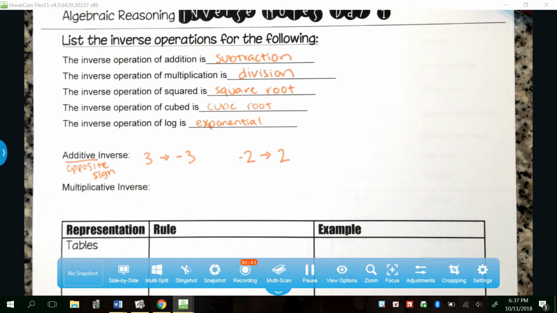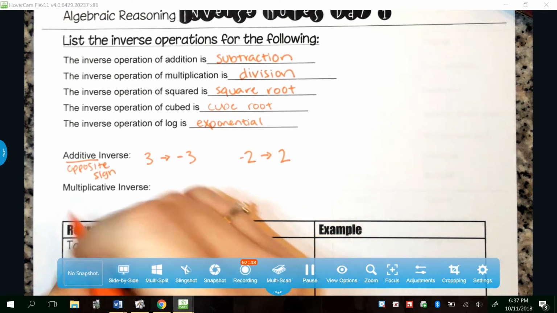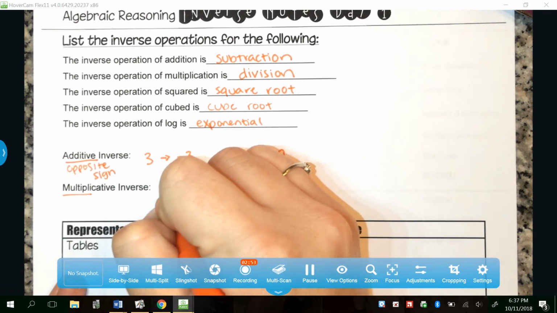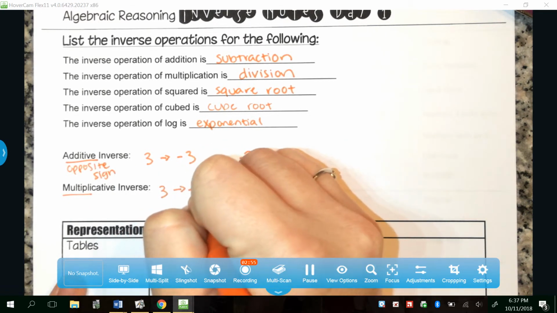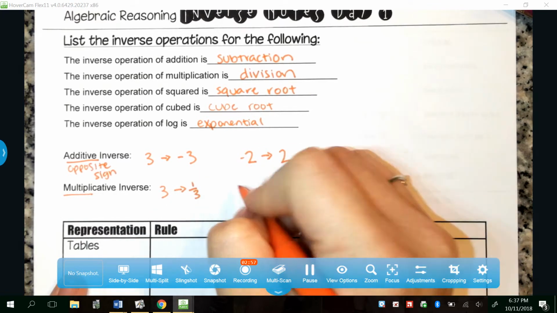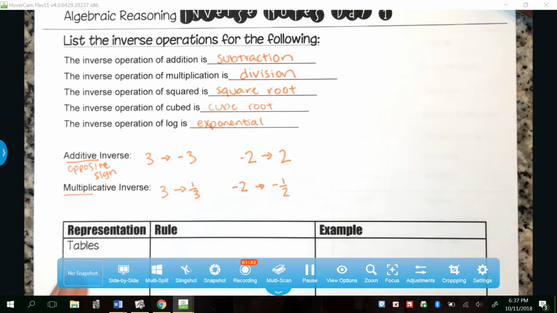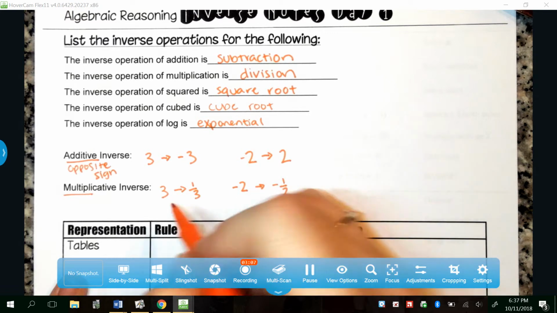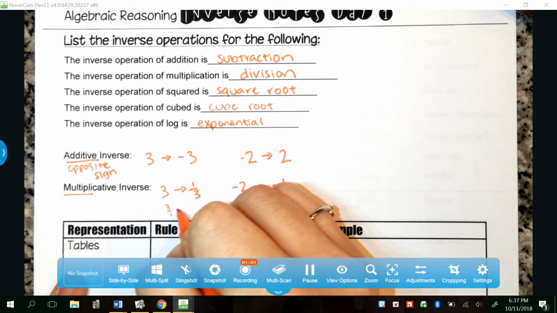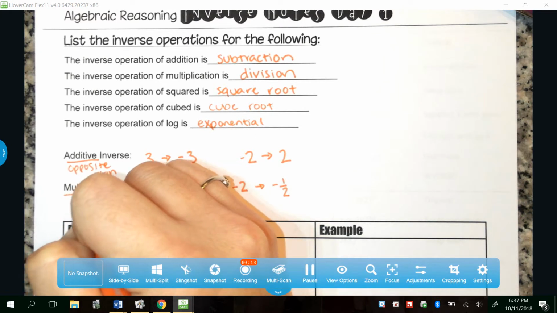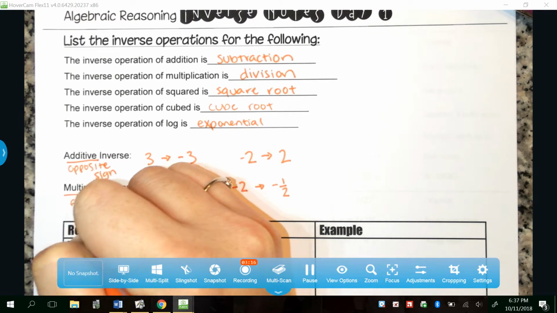Now the multiplicative inverse is kind of like the opposite of multiplying and dividing. The inverse of 3 would be 1/3, so multiplying by 3 or dividing by 3. The inverse of negative 2 would be negative 1/2. It's kind of like saying you flip the fraction, because 3 is the same as 3 over 1. So we're just flipping it. It's a flipped fraction.